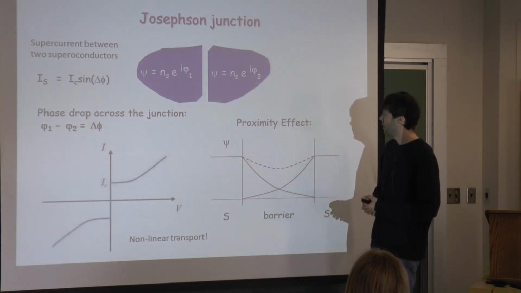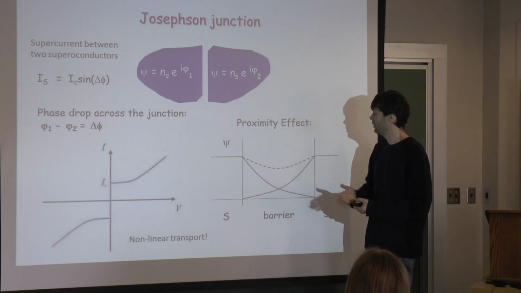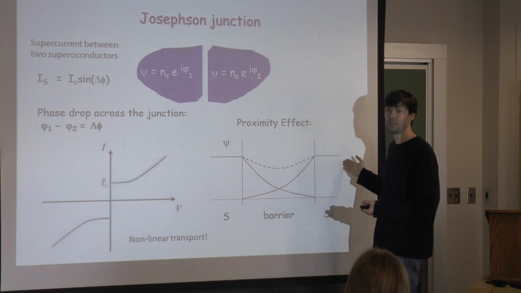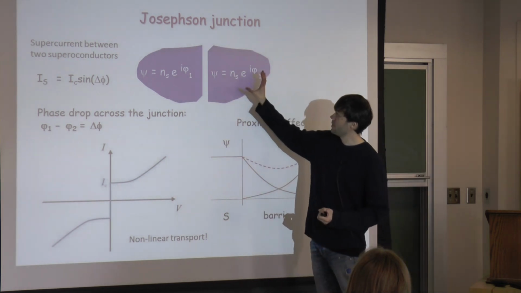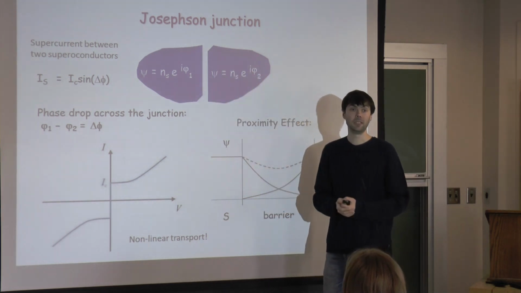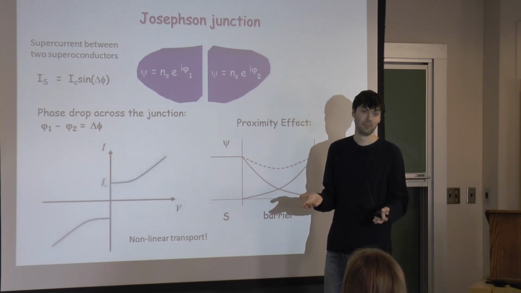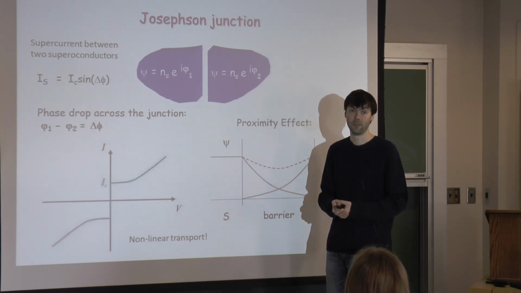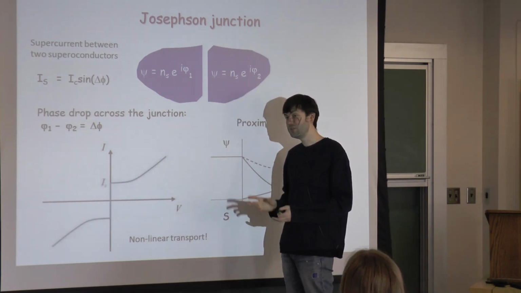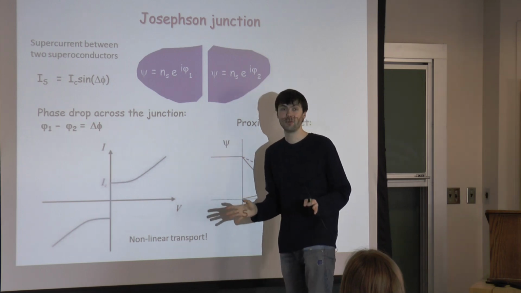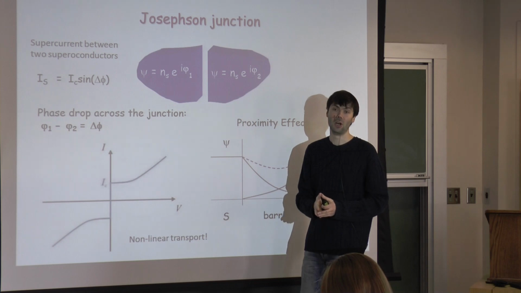One thing not plotted in this graph is the phase. You could say the phase of the left superconductor is the same as the phase of the right superconductor. But as the two pieces are distinct and disconnected, in principle the two phases don't have to be the same. In general, they can be different. And the phase difference across the junction is a key parameter to everything we're going to talk about today. It determines all the properties of Josephson junctions.